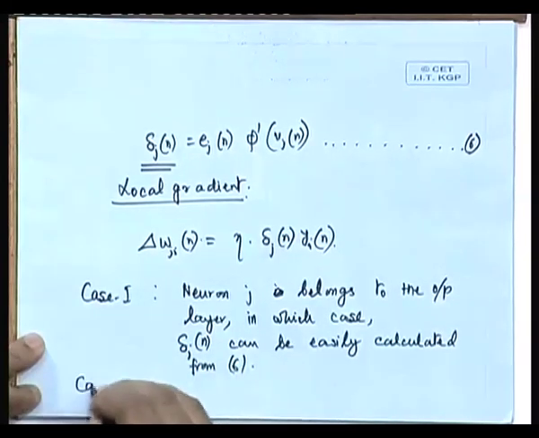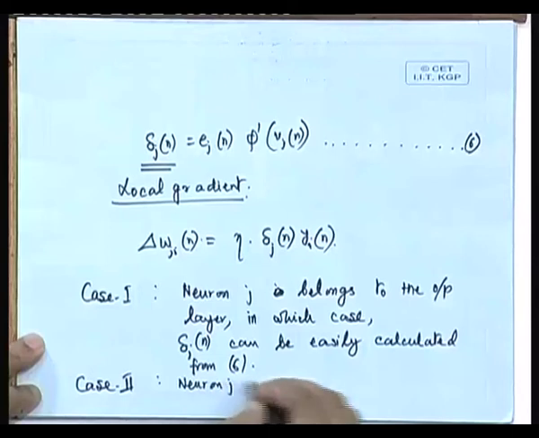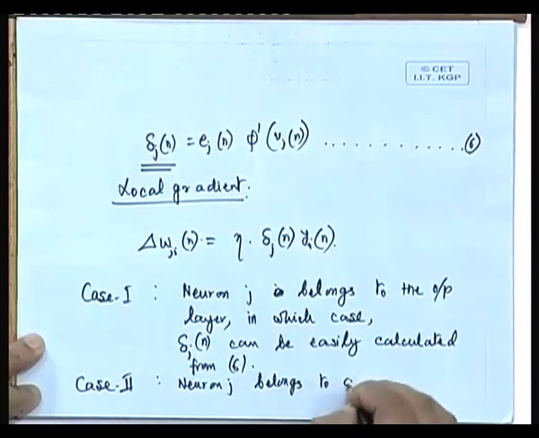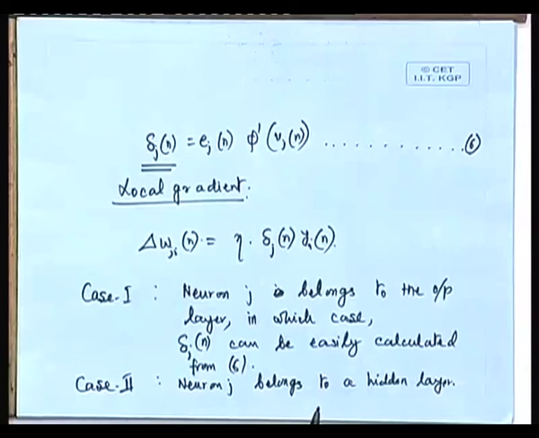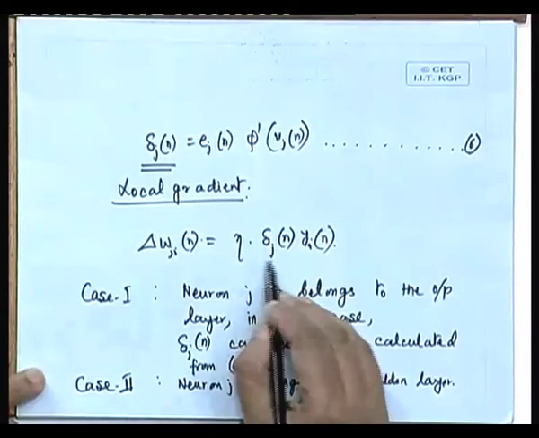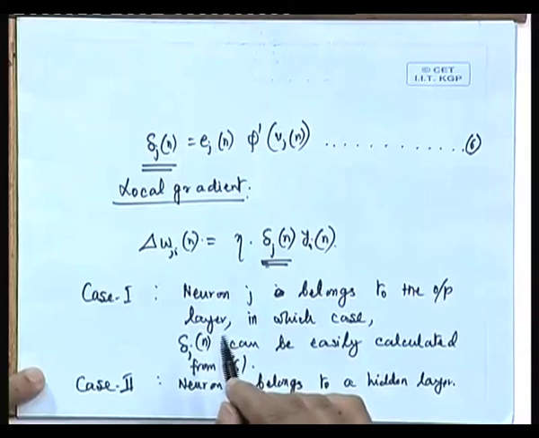And case 2, we consider where neuron J belongs to a hidden layer. And there lies the problem. There we have to calculate something which is the equivalent of this delta in the hidden layer. So we will have to break our analysis further.